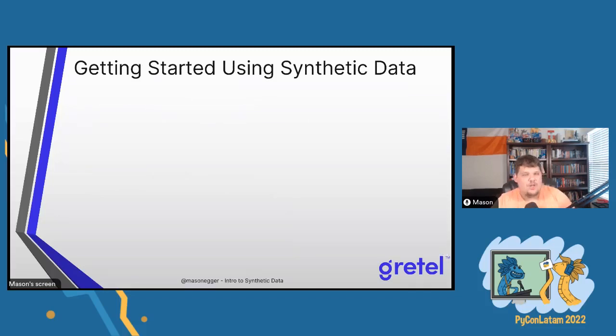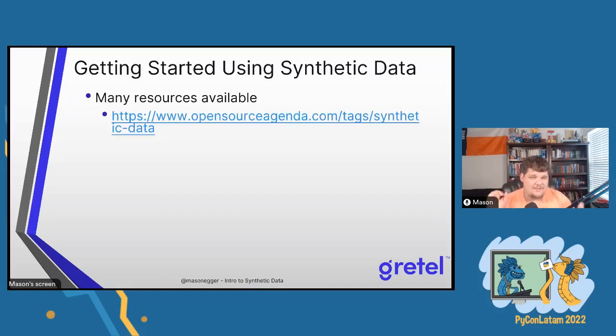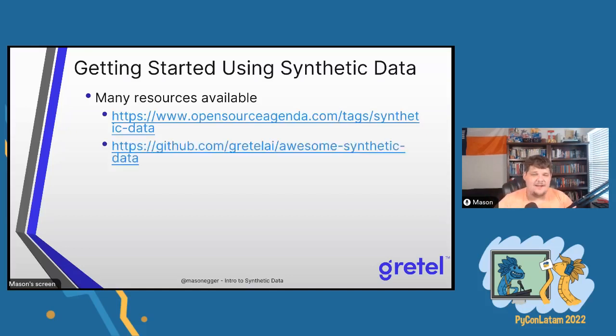So how do you get started using synthetic data? Well, it's really cool. There are tons of resources available. OpenSourceAgenda.com has a great list of synthetic data resources. Gretel has also created an awesome synthetic data list. It's like the awesome lists you see on GitHub, so you can always go to GitHub and find the awesome synthetic data.